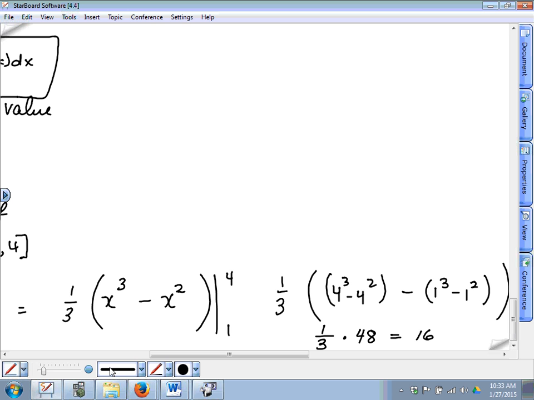So they're very similar. The mean value theorem and the average value of a function, they're pretty much the same theorem.